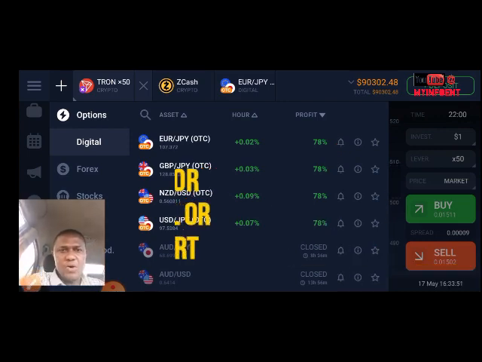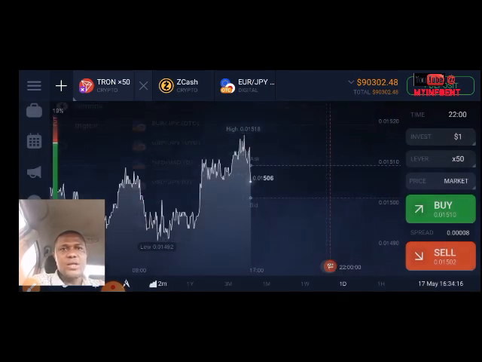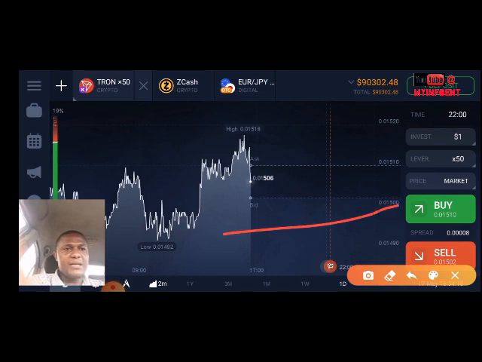And the next one is call and put. Call/put, or you can call it long/short. What do I mean by call and put? Call means buy or long. Call position, buy position, long position, all this means the same thing. So if I click this buy button, that means I have opened a buy position, or a long position, or a call position.